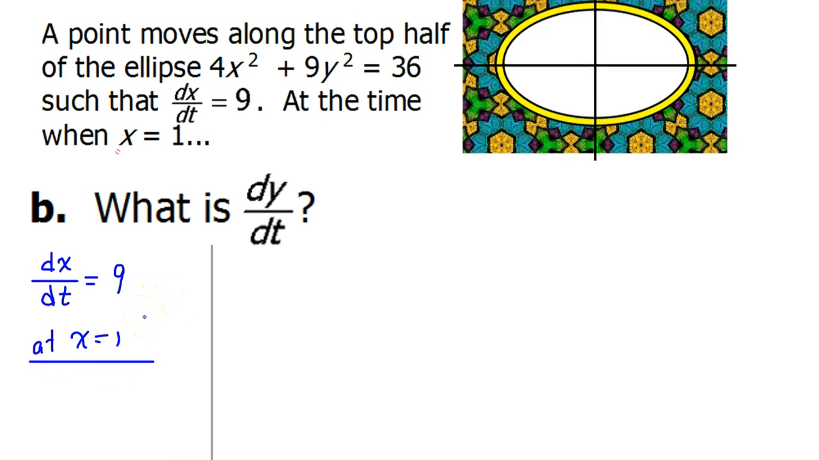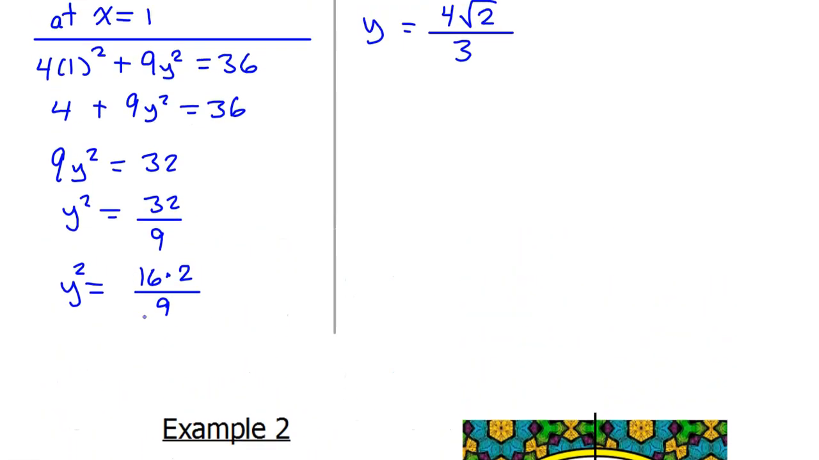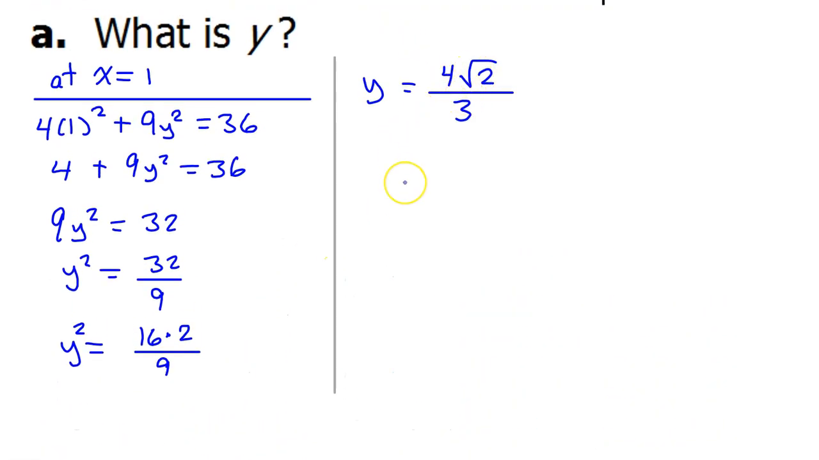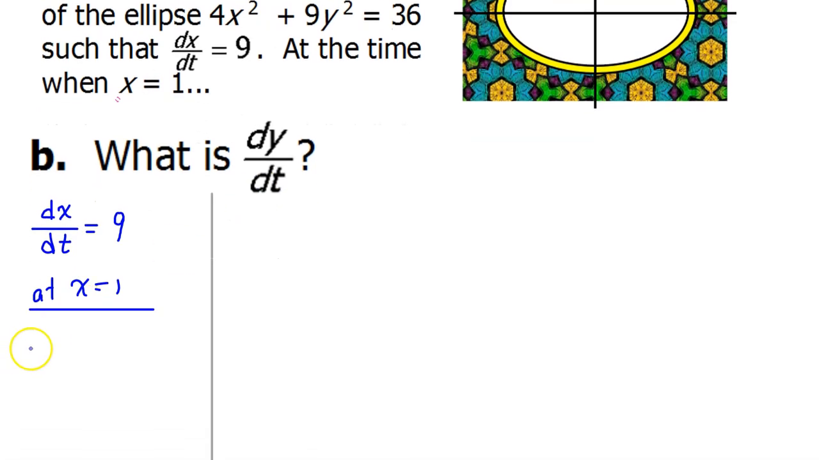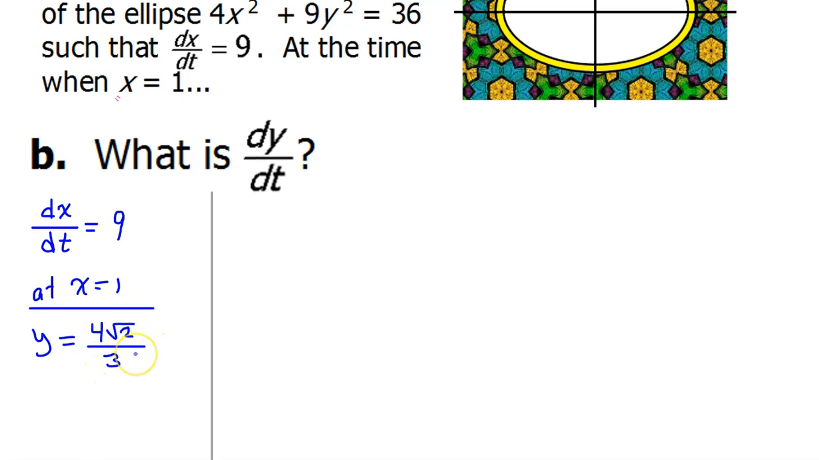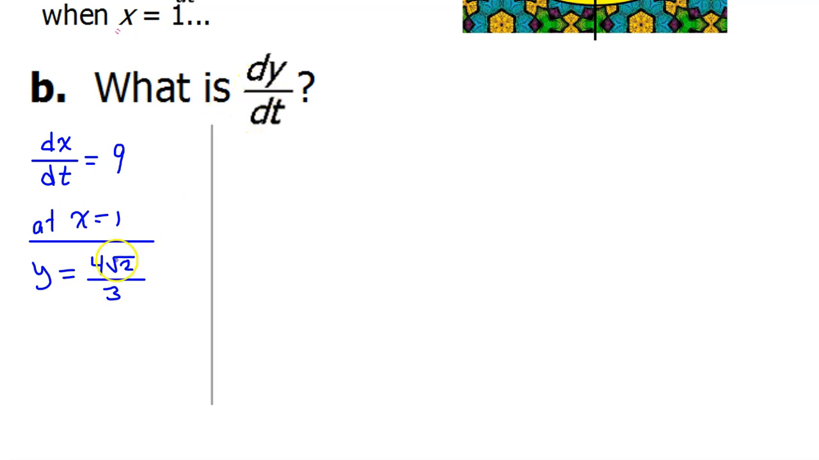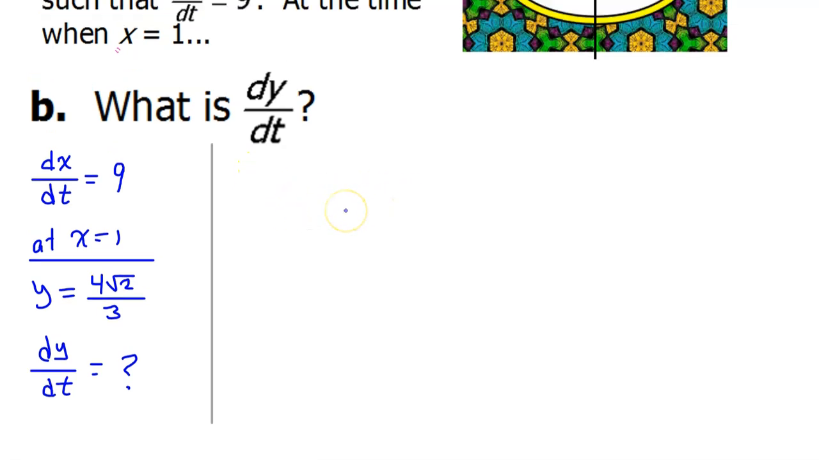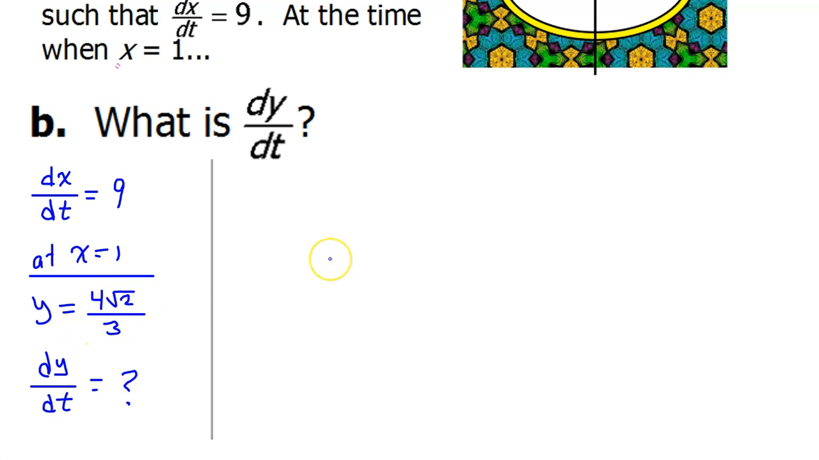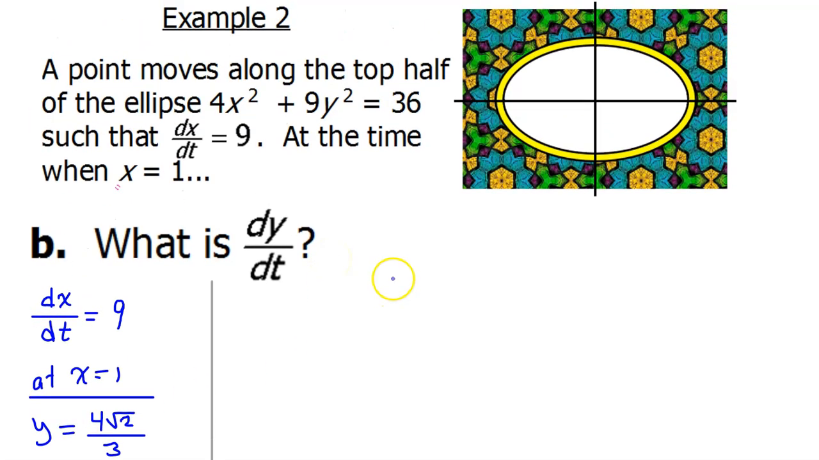And at x equals 1, we just found that the y value is 4 radical 2 over 3. So let's include that in our inventory. y equals 4 radical 2 over 3. And then include what you are being asked to find. So dy/dt equals question mark. We need some type of equation, a relationship that we can differentiate to make these things show up. Where am I going to get one of those from?